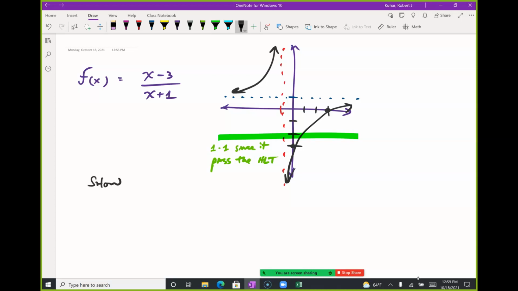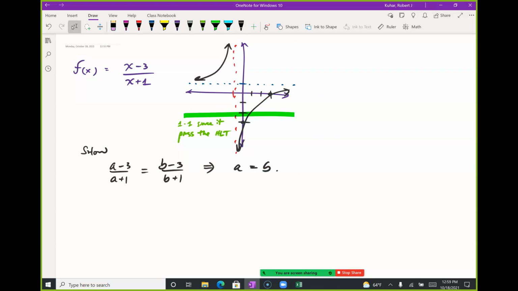Show that a minus 3 over a plus 1 equals b minus 3 over b plus 1 implies a equals b. I'm going to have the same y values with what I think are different x values, but I'm going to end up showing that the x values are the same.